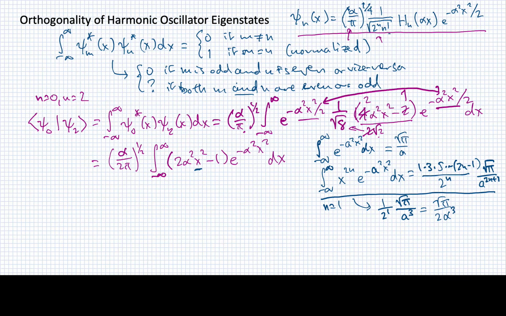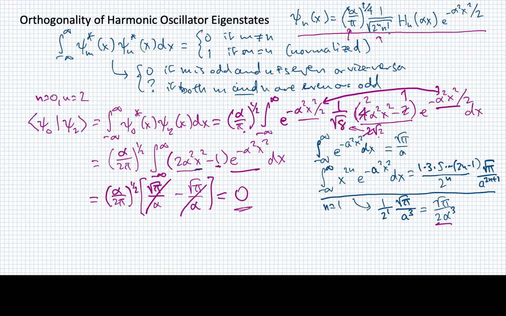So now when I plug this into my integral for this overlap between the two eigenfunctions, I'll have a factor of alpha over 2 pi to the 1/2. I'll have an integral of 2 alpha squared times this integral, so I'll multiply this by 2 alpha squared, and I'll end up with an integral that is the square root of pi over alpha. Okay, for the other one, I just have the integral over alpha squared. Well, that's just the square root of pi over alpha. So we can see that these two things cancel out, and in fact, the result is 0 for this case.